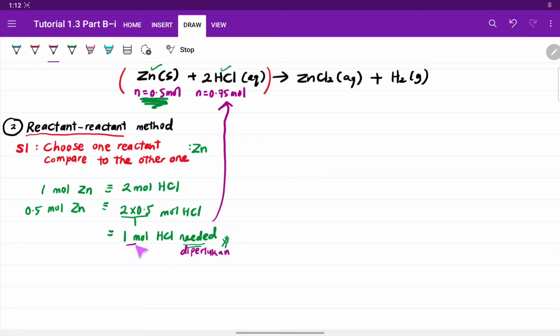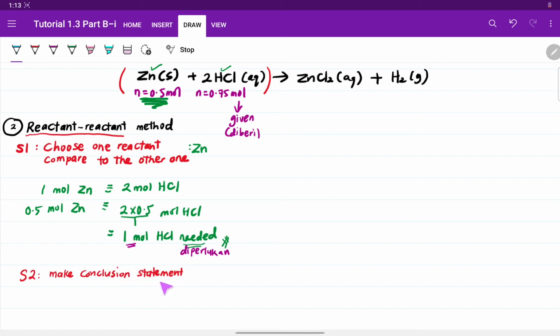Yang diperlukan adalah 1 mol. Tapi yang ni yang diberi. Okay, this one is given. Ataupun yang diberi. Okay, jadi cukup ke tak? Kita perlukan 1 mol, but we only have 0.75 mol. Okay, cukup ke tak? Tak cukup. Okay, so that's why kita akan terus pergi kepada step 2.